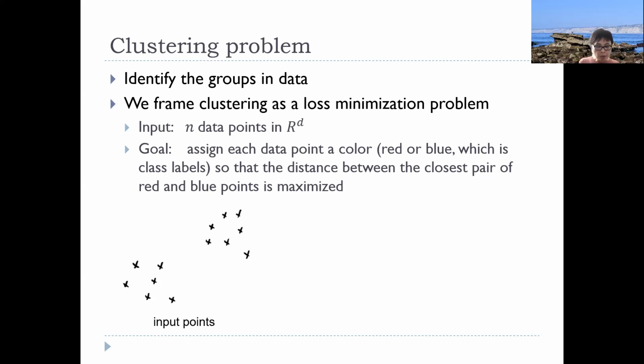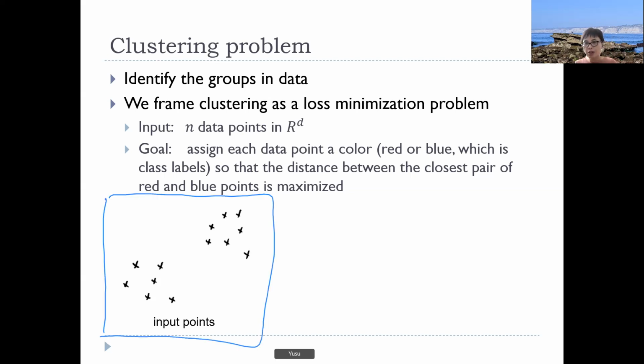So for example, if I give you this point set, it's intuitive that there are two clusters, two groups. I have one group here and I have another group here. Visually it's very clear. But the clustering problem is: how do you find the groups in data using an algorithm?